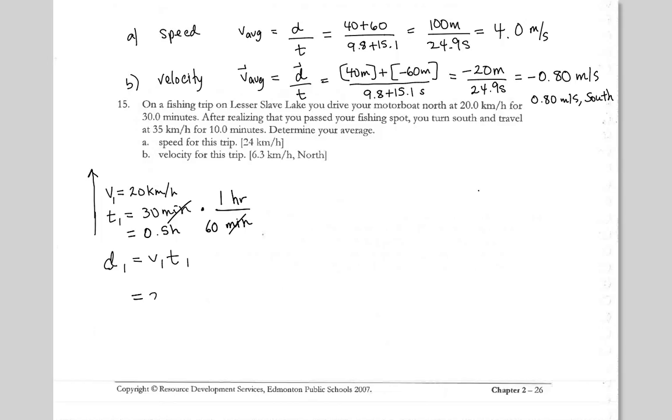So 20 kilometers an hour for 0.5 hours, the h's cancel, and the first distance covered is 10 kilometers. You went north for 10 kilometers. The distance covered is 10. The displacement is 10 kilometers north.